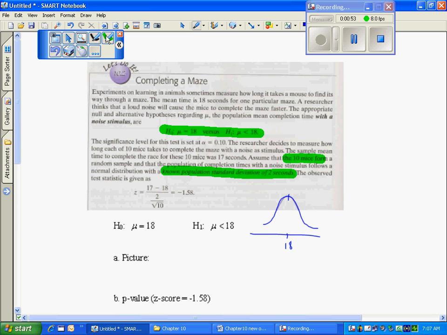And I'm wondering if this noise is going to decrease their time and make them faster. So what I'm looking at is, are these going to be on the left, slower, less than 18? So here's a look at my picture of what that's going to look like. And I should actually have my tails come closer to that axis.